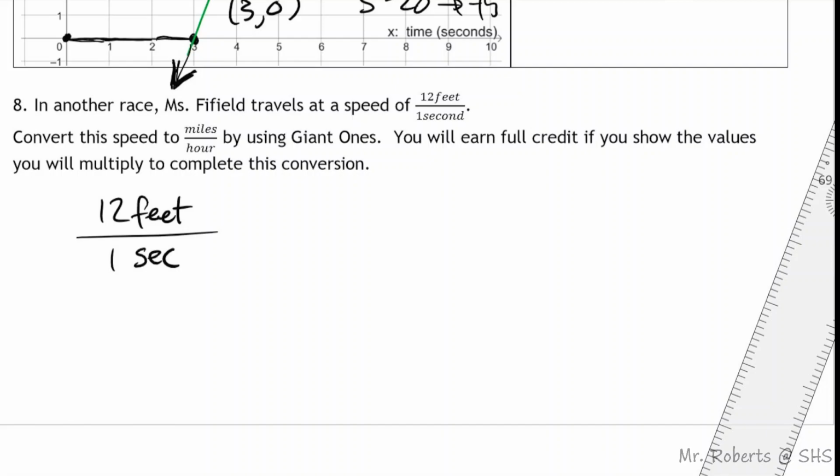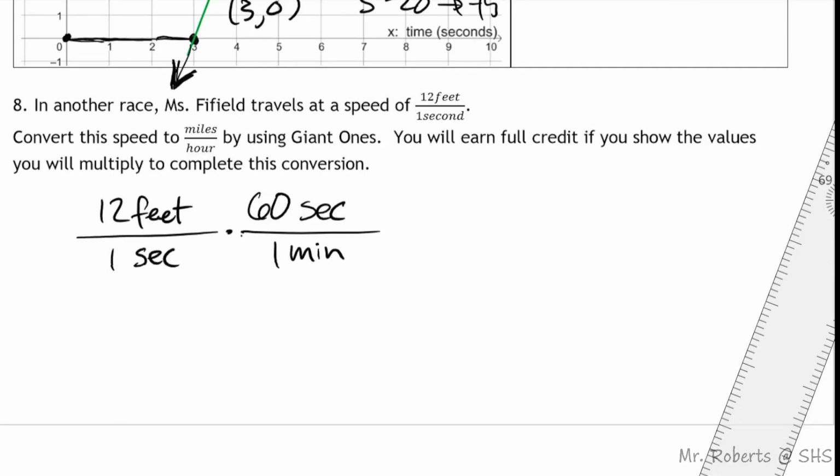So I know what this looks like. I want seconds to go away. I want seconds to become hours. And I know that if I want seconds to leave, I have to put seconds in the numerator because currently I have seconds in the denominator. And the other thing that I know is that 60 seconds is the same thing as 1 minute. So this is a good first step.